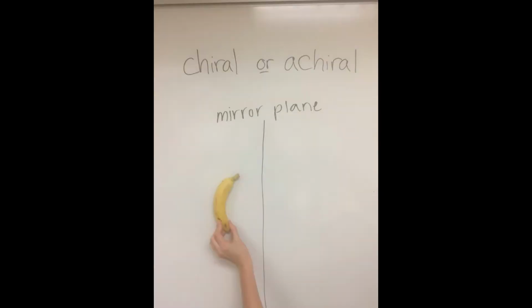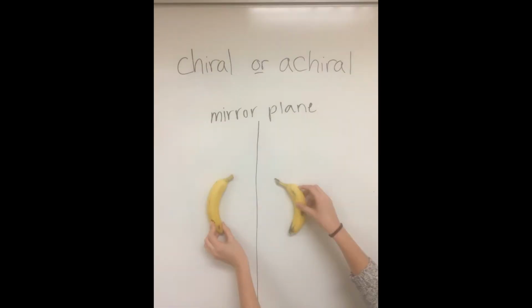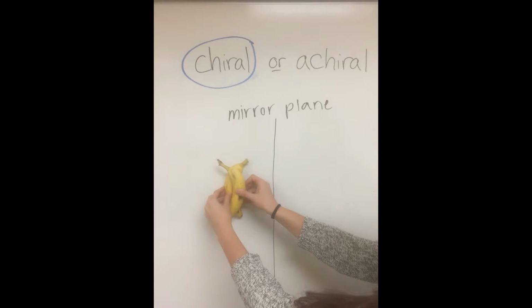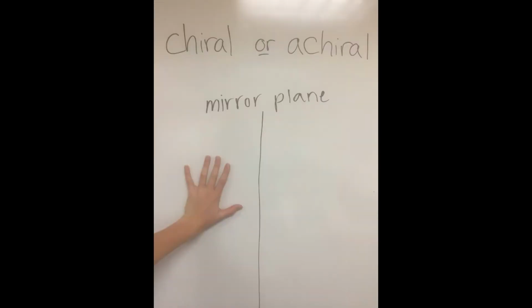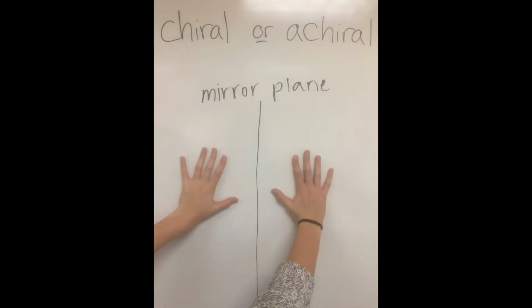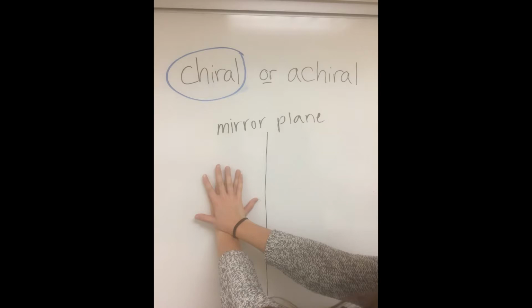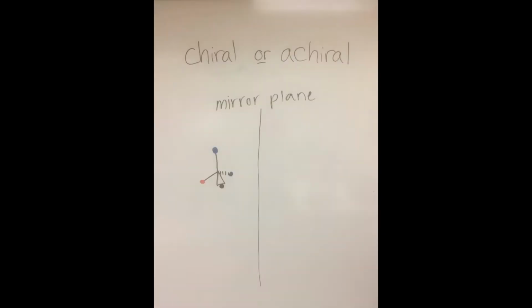Now, let's look at a banana. The banana's mirror image cannot be superimposed, which makes it chiral. Now, let's look at our hands. Your hands are 2 mirror images of each other, so use your own hands to see if you can make them overlap and look identical. If you can, they are achiral, but if you can't, they are chiral. What do you think your hands are? Right, they're chiral.